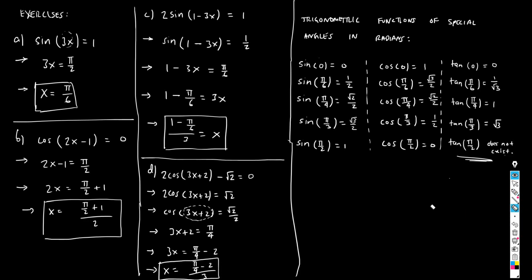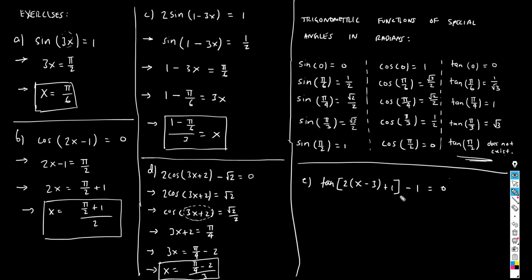Okay, perfect. And one more. Exercise E. We have the tangent of, well, let me write brackets. Tangent of 2 times x minus 3 plus 1 minus 1 equals 0.